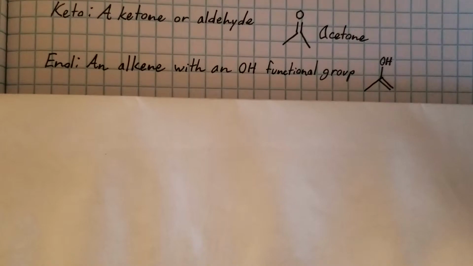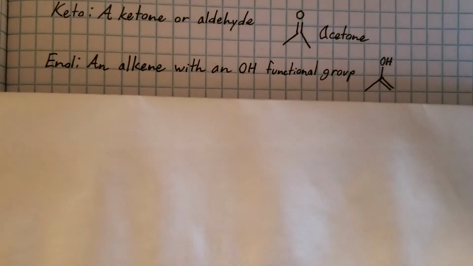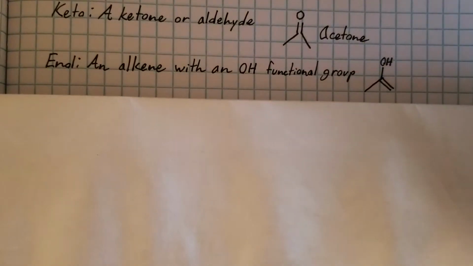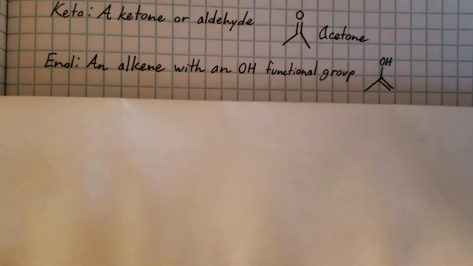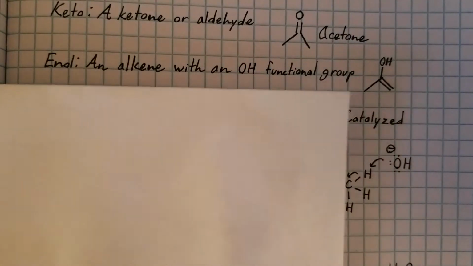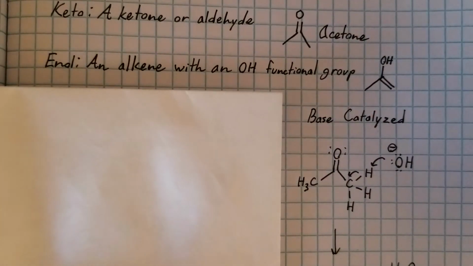So there's two ways to create this equilibrium between the two, where the acetone is turning into its enol molecule version. One is through the base-catalyzed method.